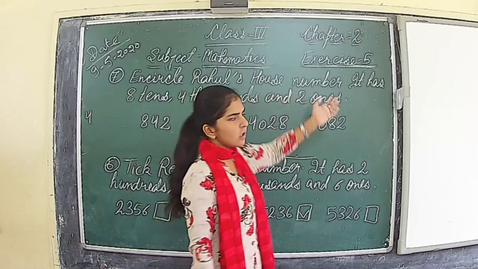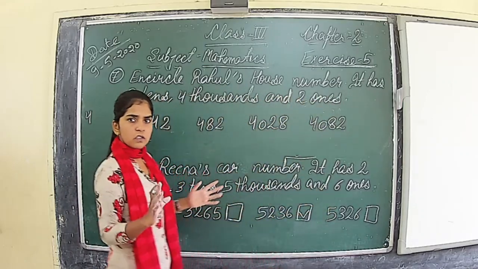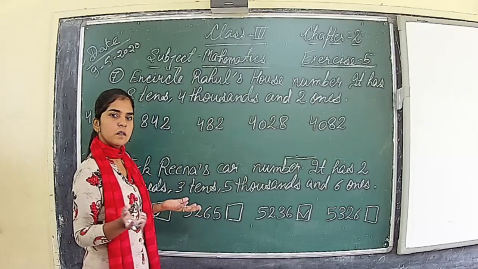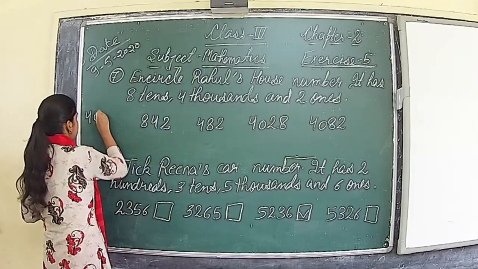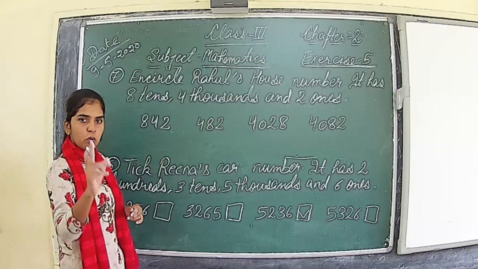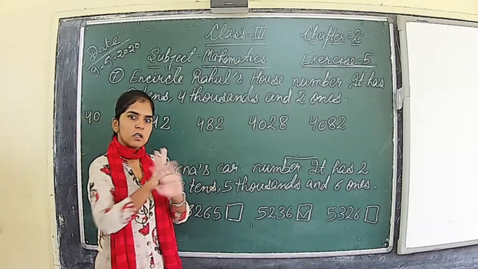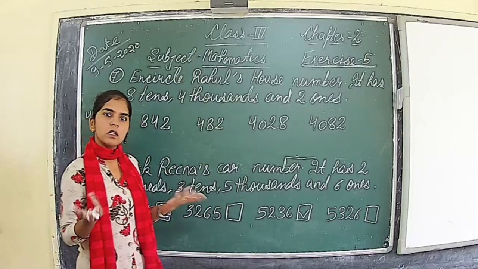There is no 100. It means at 100 place, the digit must be 0, right? I told you, if one place is not given, it means at that place nothing is there. Nothing means 0. So 0 will be there.